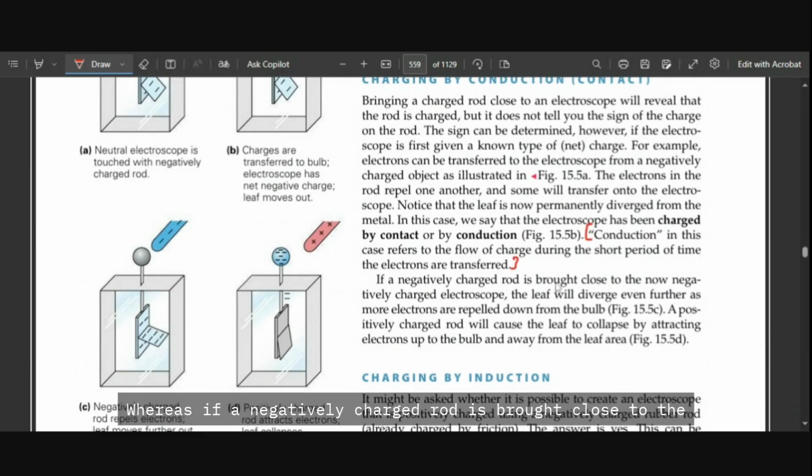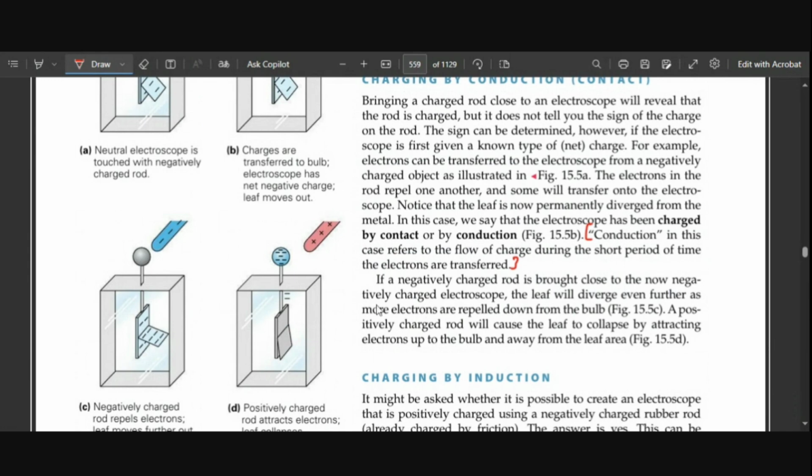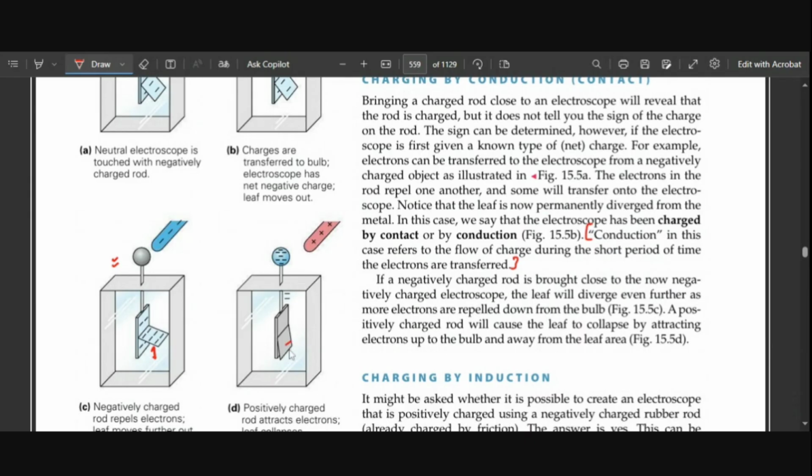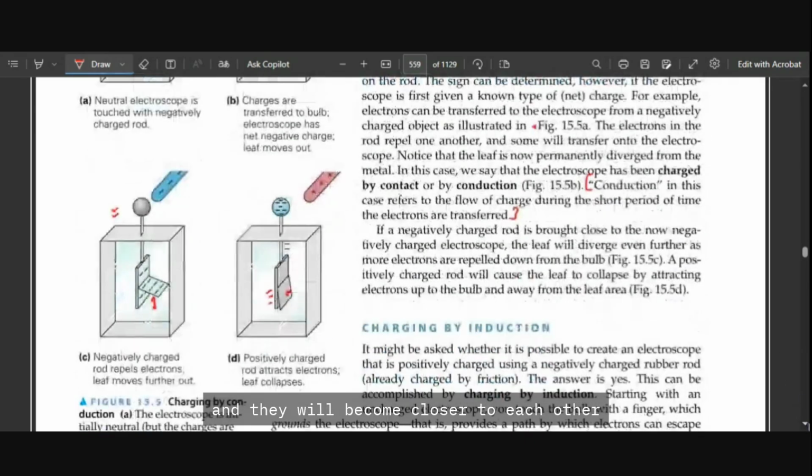Whereas if a negatively charged rod is brought close to a negatively charged electroscope, the leaf will diverge even further as more electrons are repelled down from the bulb. Here you can see it. If a negatively charged rod is brought near an electroscope already having some negative charge, the leaves will go far away from each other. Whereas if a positively charged rod is brought, what will happen? Positive and negative will attract and the leaves will become closer to each other.